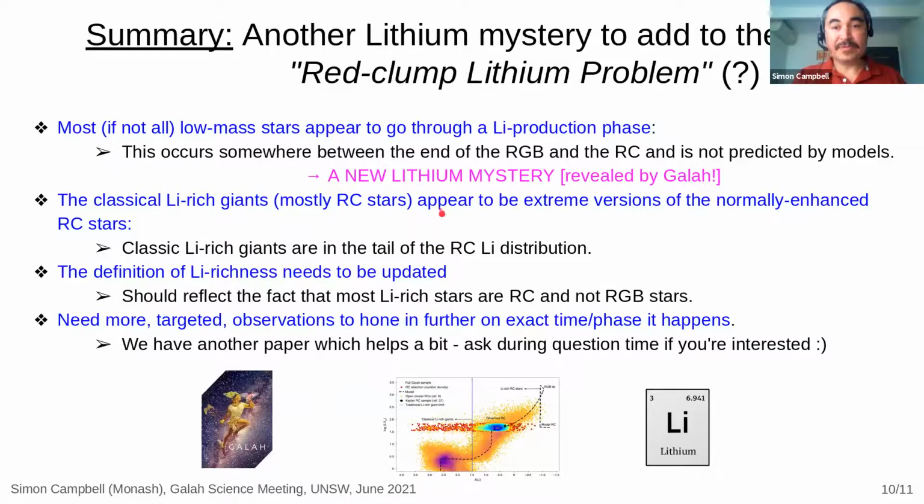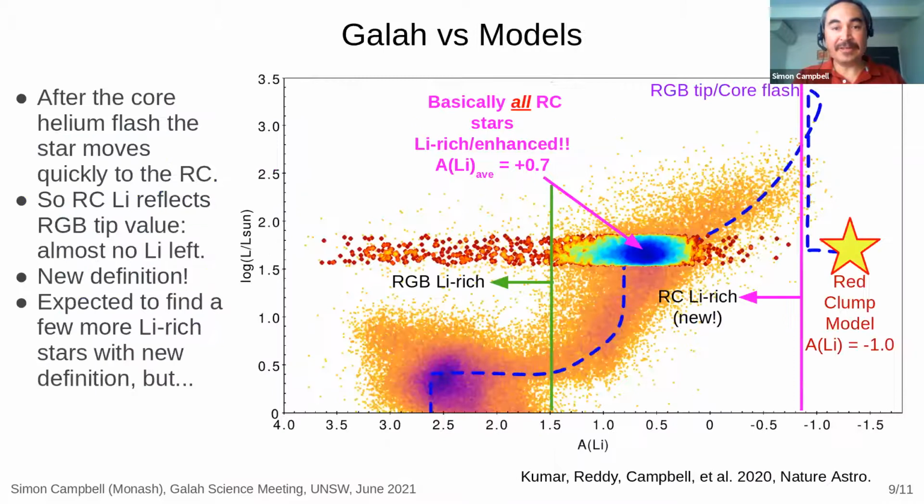And then to put the classical lithium-rich giants in context, they're over here. So GALAH picks those up very nicely. And they're red clump stars as well. They've got the same luminosity as I showed earlier. So it looks like they're the tail of the distribution of this mainstream enhancement of lithium. But that's yet to be determined.